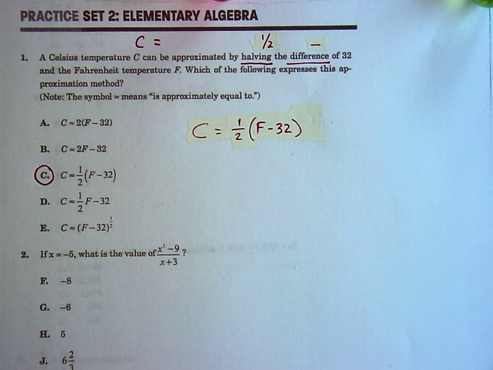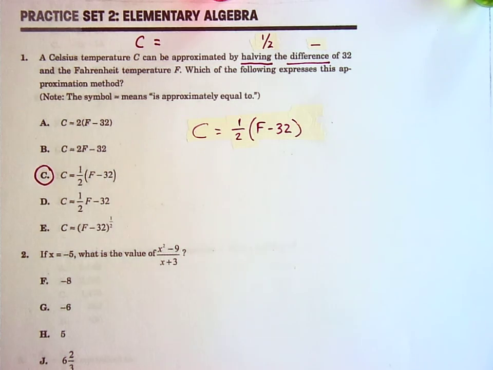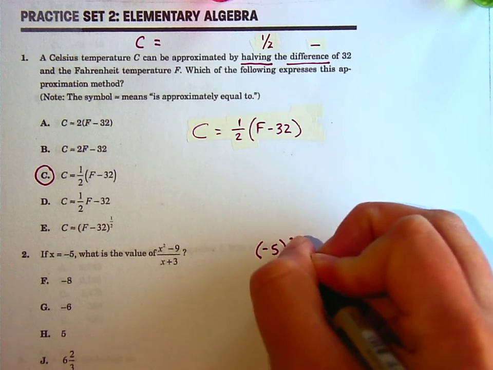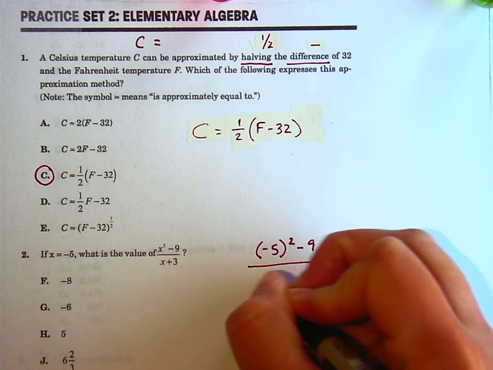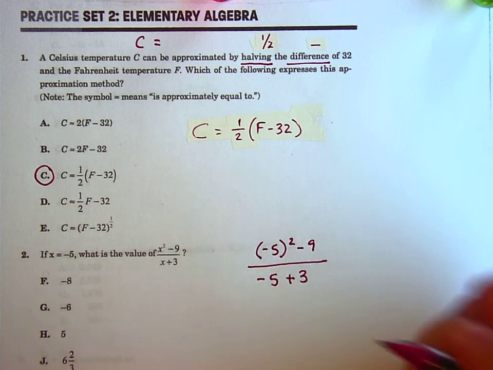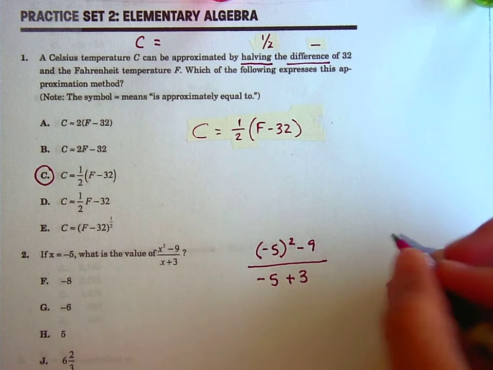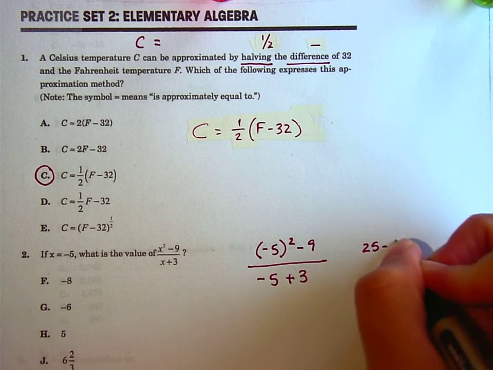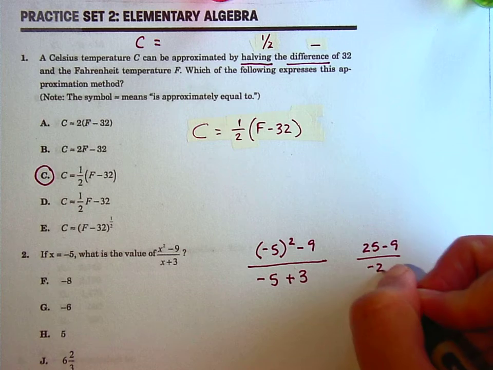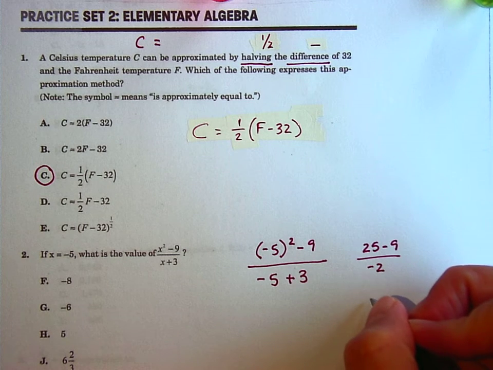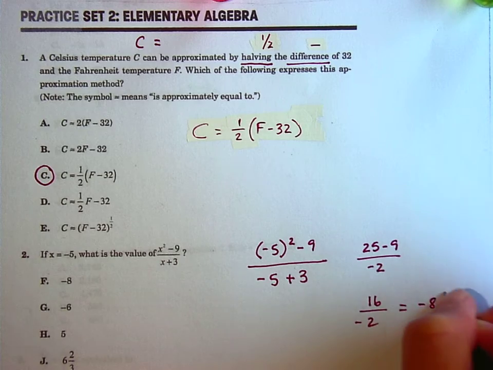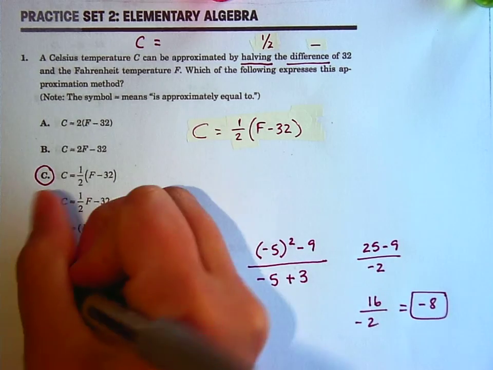All right. If x is -5, what is the value of this thing? Okay, so we're going to plug in -5 in for every x. And then we're going to do the top and then the bottom. So the top, I've got -5 squared, which is 25. 25 minus 9 on top. The bottom is -5 plus 3, which is -2. 25 minus 9 is 16. 16 divided by -2 is -8, which is F.